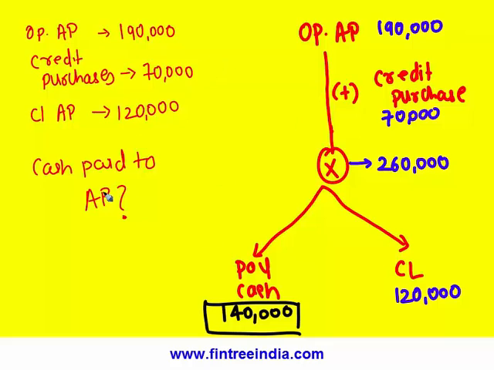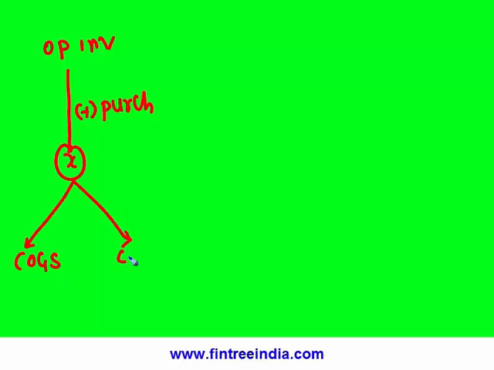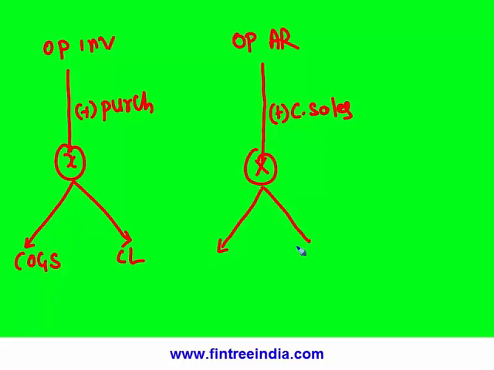Let's integrate the three flowcharts together now. Opening inventory plus purchases, COGS, closing inventory. Opening accounts receivable plus credit sales, cash received, closing accounts receivable.